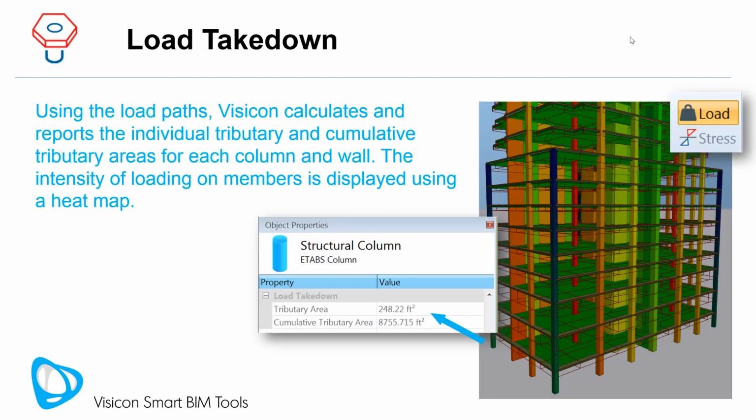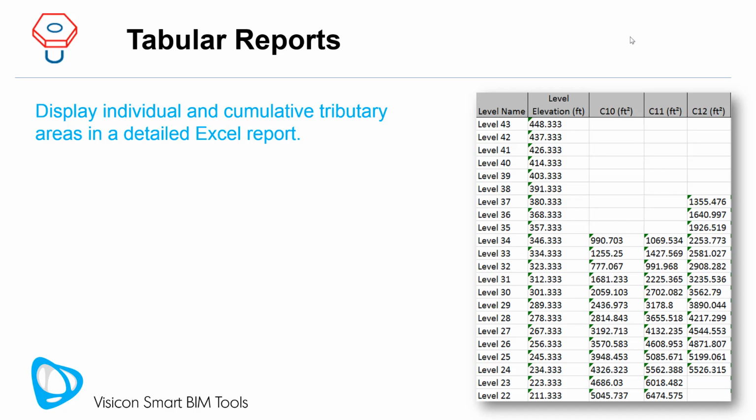Using the load paths, Visicon calculates and reports the individual tributary and cumulative tributary areas for each column and wall. The intensity of loading on members is displayed using a heat map. Display individual and cumulative tributary areas in a detailed Excel report. We're now going to switch to Visicon and run through the tributary load takedown feature.